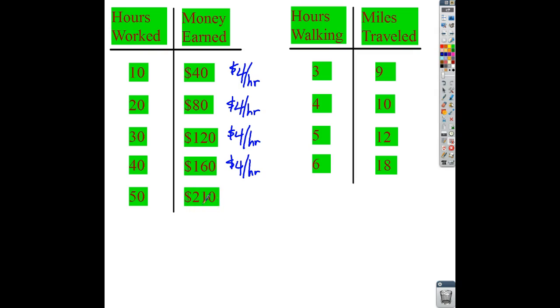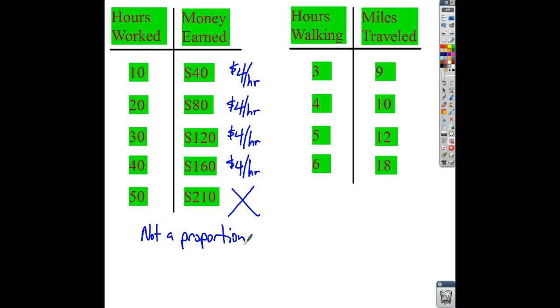Wait a second. That's not $4 an hour. In fact, that's going to be something else. Not $4 an hour. I don't even have to go any further. I don't even actually have to figure out what it is. I know that it's not $4 an hour, so I know that this is not a proportion.